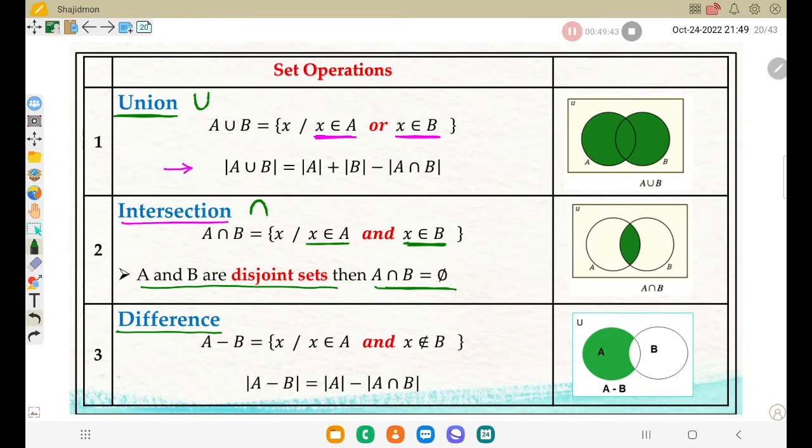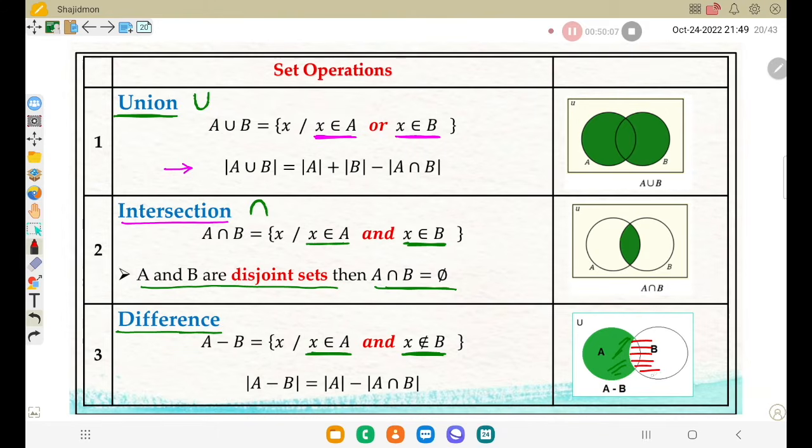Now difference. Difference means subtraction, minus. A minus B set. What is the meaning? A minus B set. Okay. A minus B means the set of all x, where x should be a member of the A set and x should not be in the B set. Only the numbers from the A set, see the green color, should not be in the B set, because the B set is starting from here.